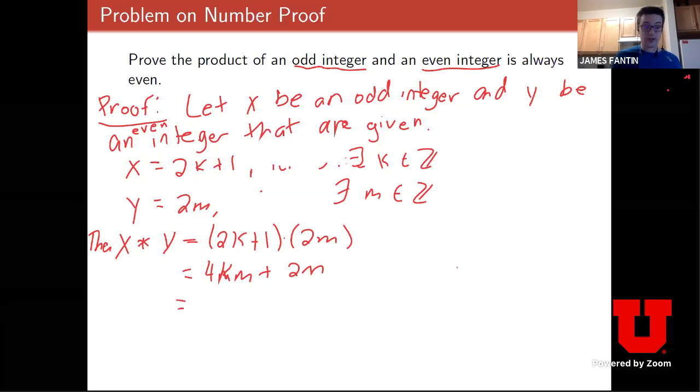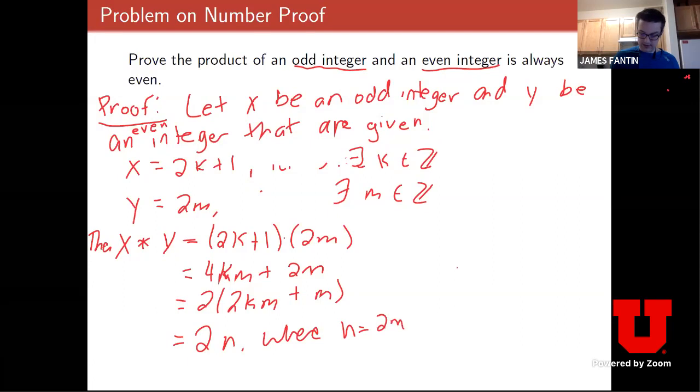And we can rewrite this. We can factor out a 2 from this equation. Why might we do that? Because we're trying to look for this even integer. We're asked to prove that x times y is an even integer, so we're looking for some way to represent what an even integer is. So we factor out the 2. That's 2 times (2km plus m). And then this is just equal to 2n, where n is equal to 2km plus m.